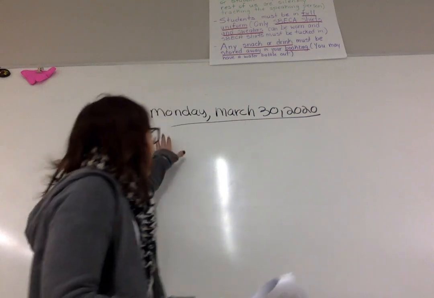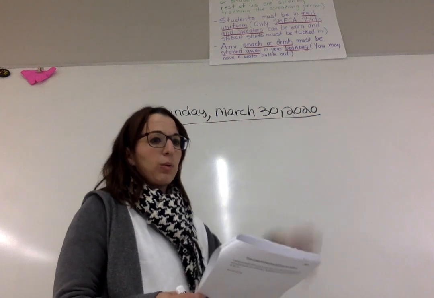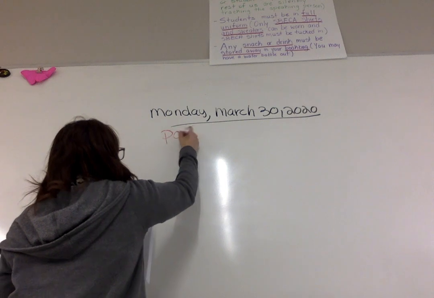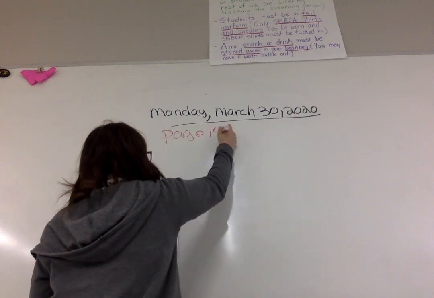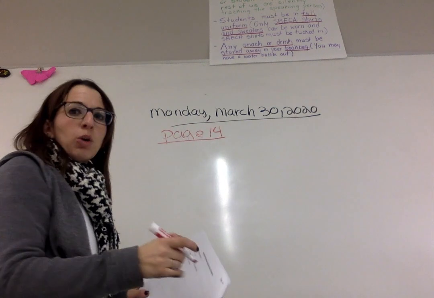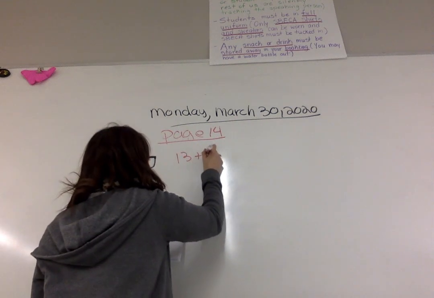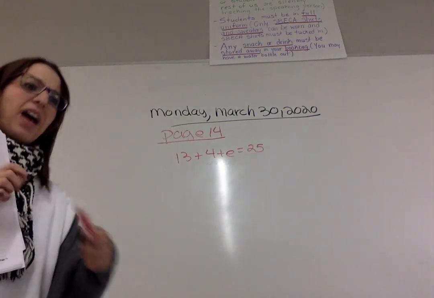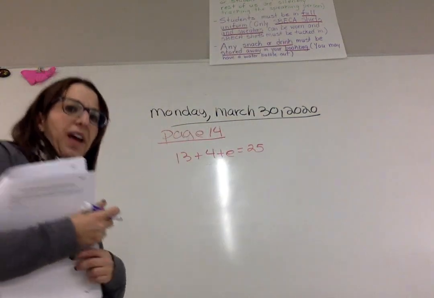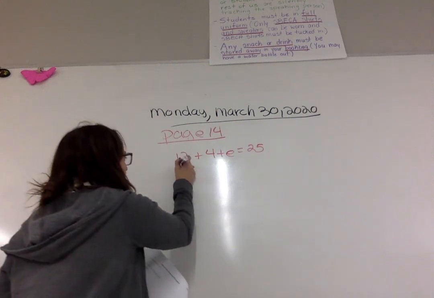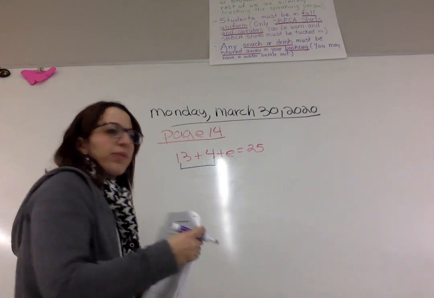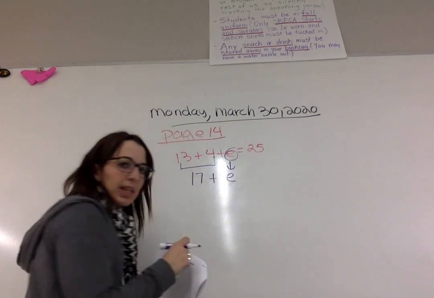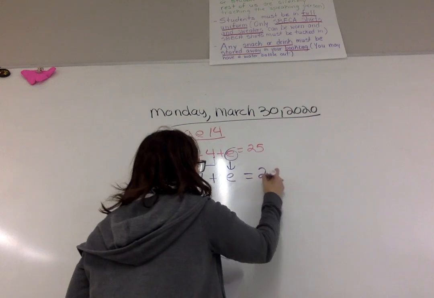So today is Monday, March 30th of 2020. We're going to start on page 14, okay? You are responsible to complete pages 1 to 14. So page 14. An equation is shown below: 13 plus 4 plus e is equal to 25. I need to figure out the value of e. In order to figure out the value of e, what I need to do first is add 13 plus 4, which is 17, plus my variable of e, which represents an unknown amount, is equal to 25.